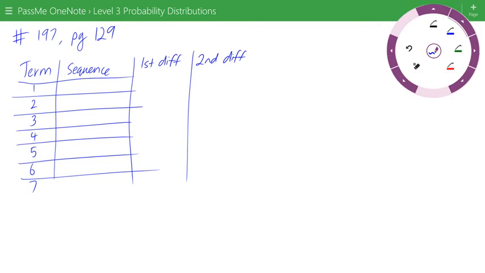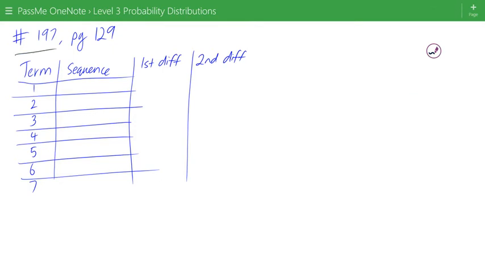Hi George. So I'll have a look at this question for you, which is 197 on page 129, and hopefully you'll get the gist of what I'm talking about.